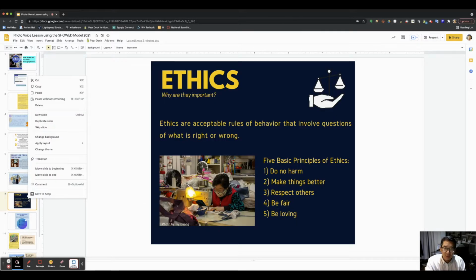So in taking these photos, we just remind students, and this is once again all in the curriculum, that we want to do it ethically. So there are 5 basic principles to take photographs. And the first is do no harm. Make things better, respect others, be fair, be loving.